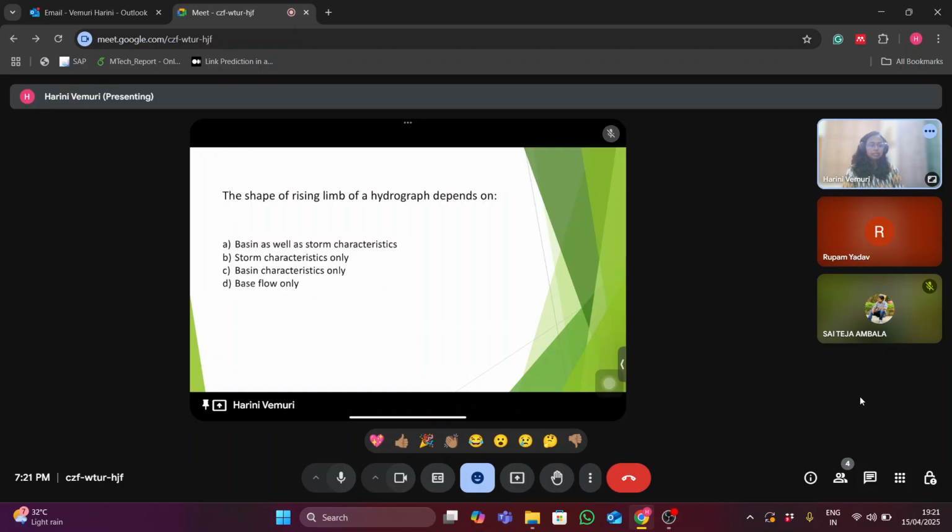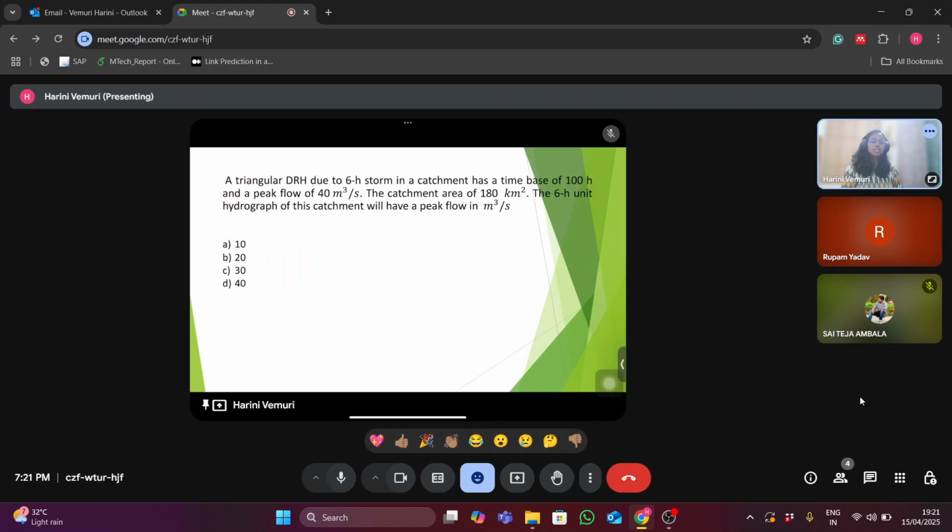Then from here we will be looking into a few questions from different modules, from week 1 to week 11. So the shape of the rising limb of the hydrograph depends on. To remember, the hydrograph usually looks like this. And the shape of the rising limb, this part, is mainly dependent on storm characteristics, and the falling limb of the hydrograph depends on the basin characteristics. Right. So the answer is option B, storm characteristics only.